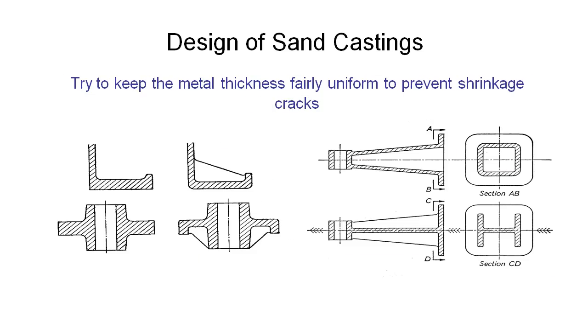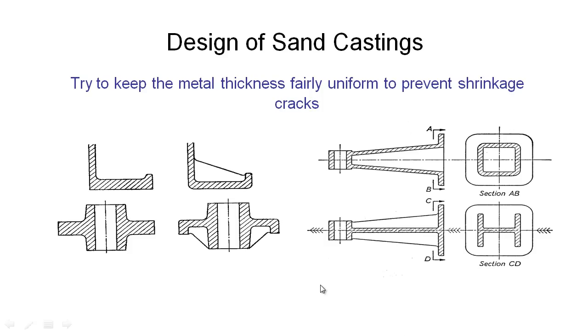Aside from considering our draft angle, which is the most important thing, we also need to think about a couple of other things. One of them is that we should always try and keep the thickness of the metal part that we're casting fairly uniform to prevent shrinkage cracks.